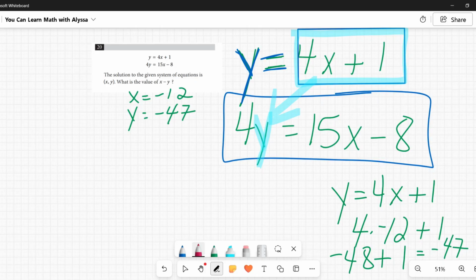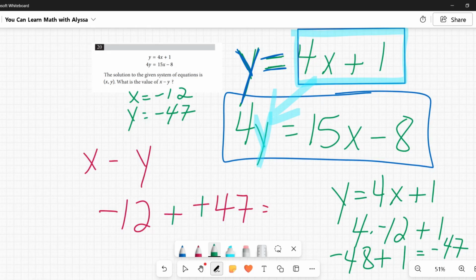Now here's the part we really want to be careful on. It says what is x minus y? What is negative 12 minus negative 47? Negative 12 minus a negative is the same as plus a positive. So negative 12 plus a positive 47 is positive 35. And that is my answer.